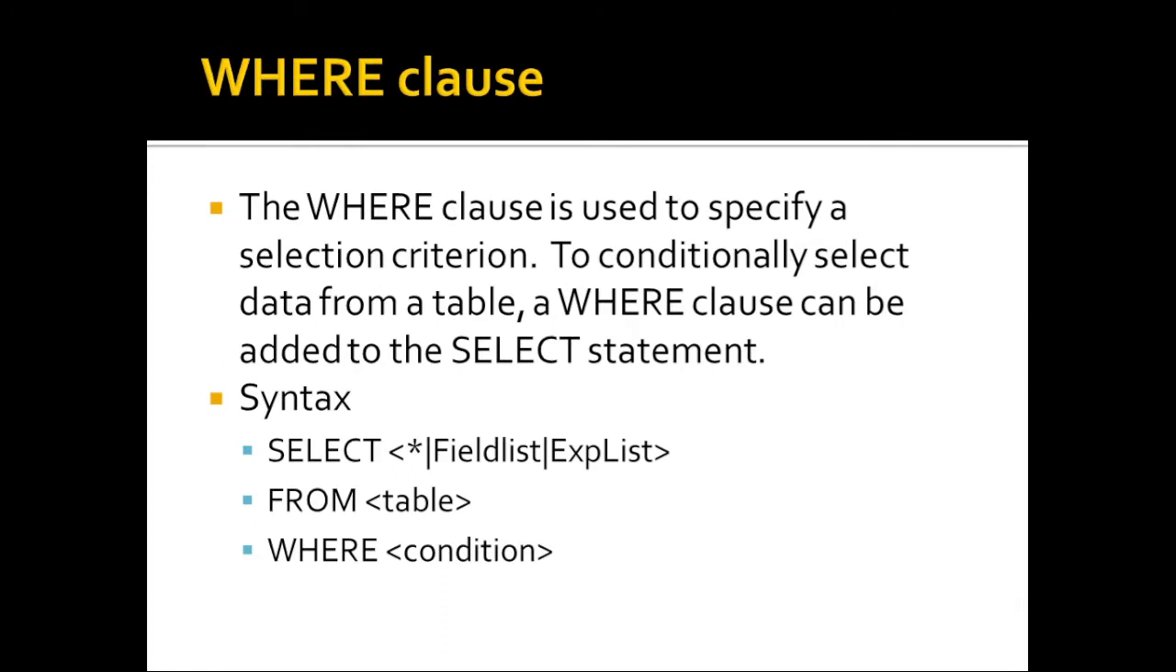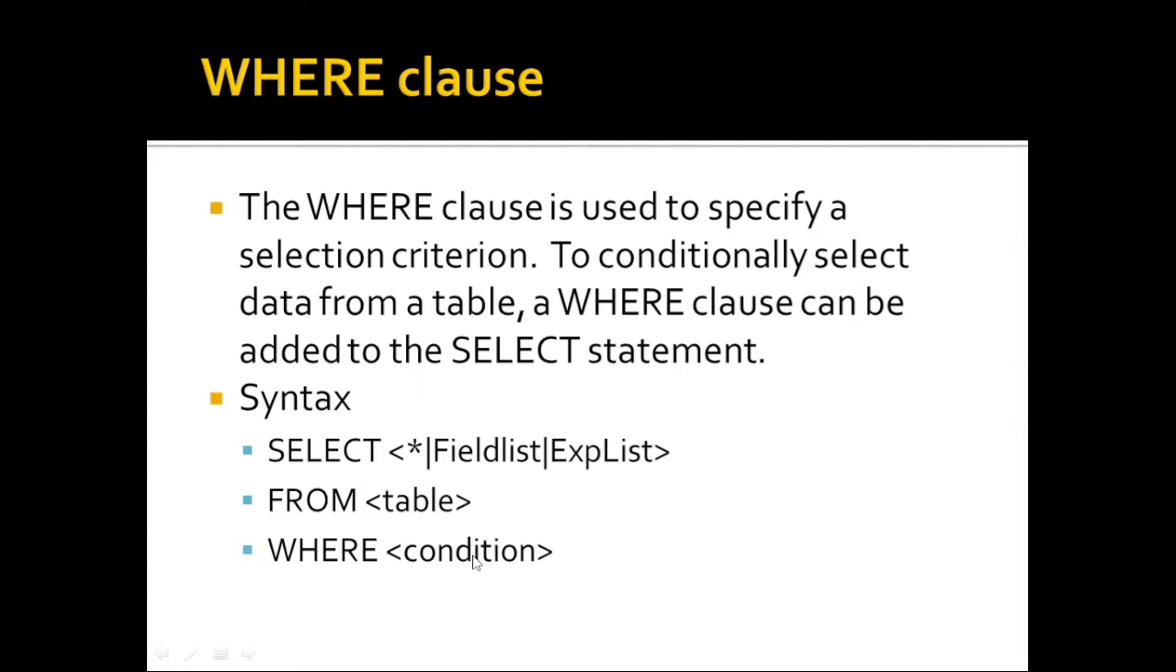The WHERE clause is used to specify a selection criterion. To conditionally select data from a table, a WHERE clause can be added to the SELECT statement. So the syntax will be: SELECT, then an asterisk, meaning all fields, a field list or expression list, or combinations of these, FROM and then the name of the table. Then after the FROM clause, we can add the WHERE condition. So that is the syntax of the WHERE clause.